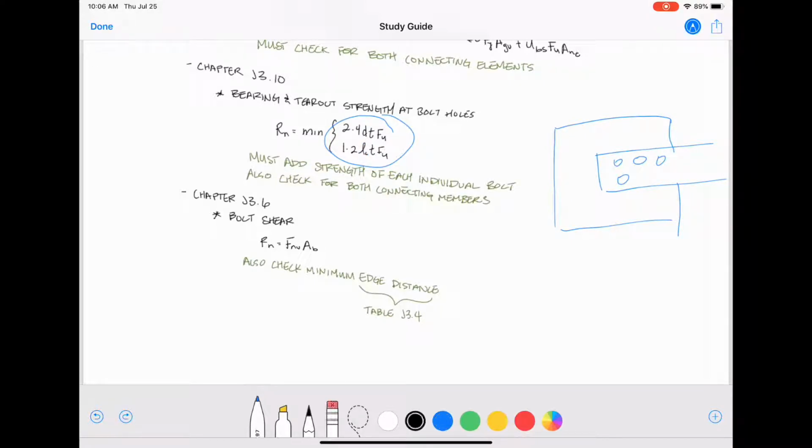But because these are for individual bolts, you got to take all of your edge bolts and then all of your interior bolts and add all of these together to get a total strength.